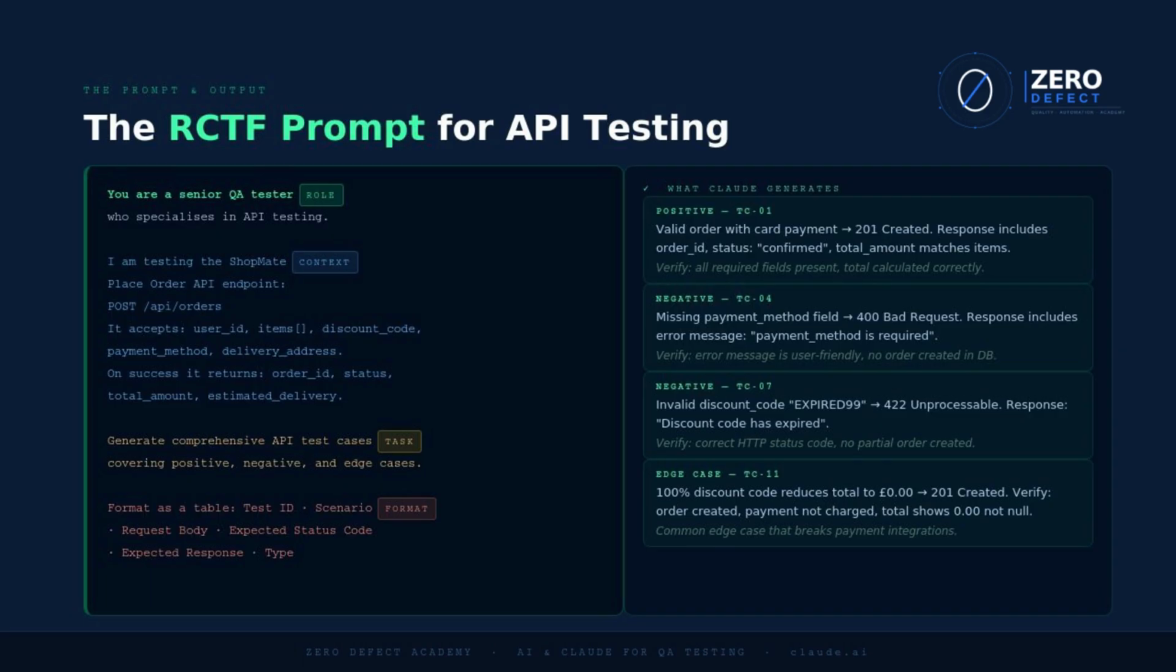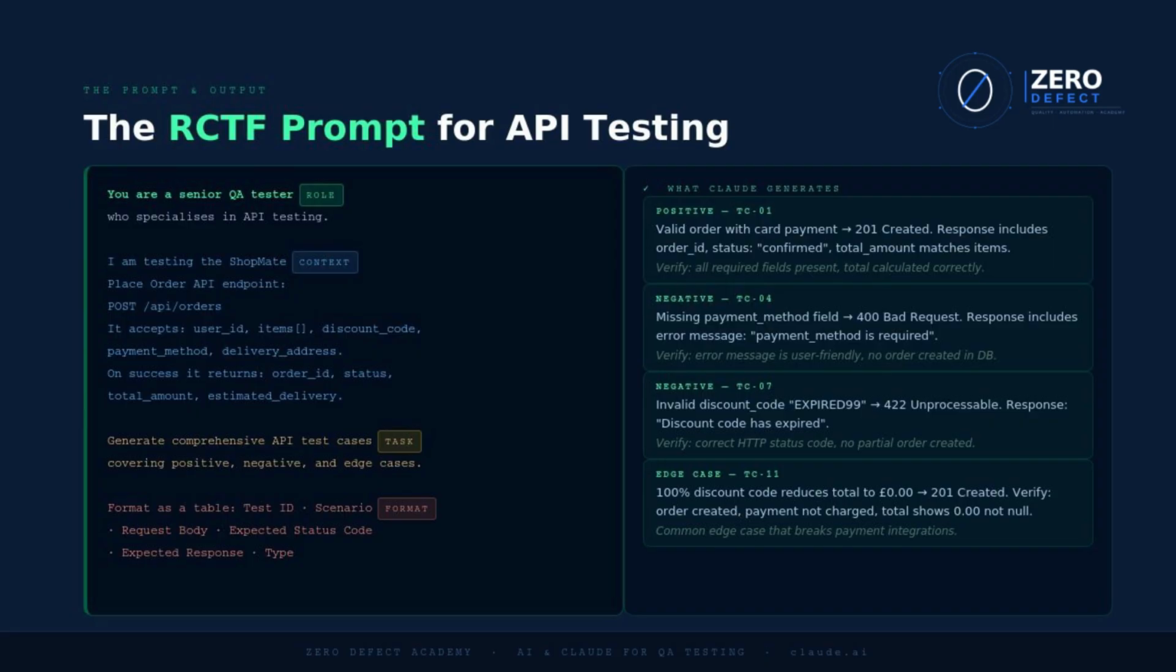Here's the prompt. Role, Senior QA Tester, who specializes in API testing. Context, we describe the endpoint, the POST /api/orders endpoint, what fields it accepts, and what it returns on success. Task, generate comprehensive test cases covering positive, negative, and edge cases. Format, a table with test ID, scenario, request body, expected status code, expected response, and type.